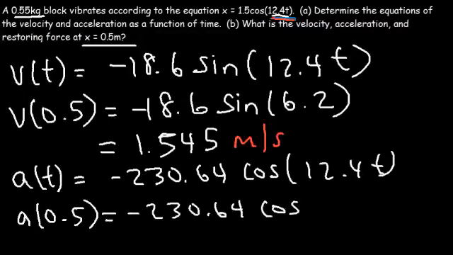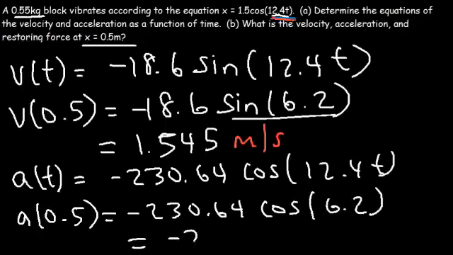So this is going to be cosine 6.2, just like sine 6.2. Cosine 6.2 is about 0.9965 multiplied by negative 230.64. The acceleration at this point is negative 229.84 meters per second squared.